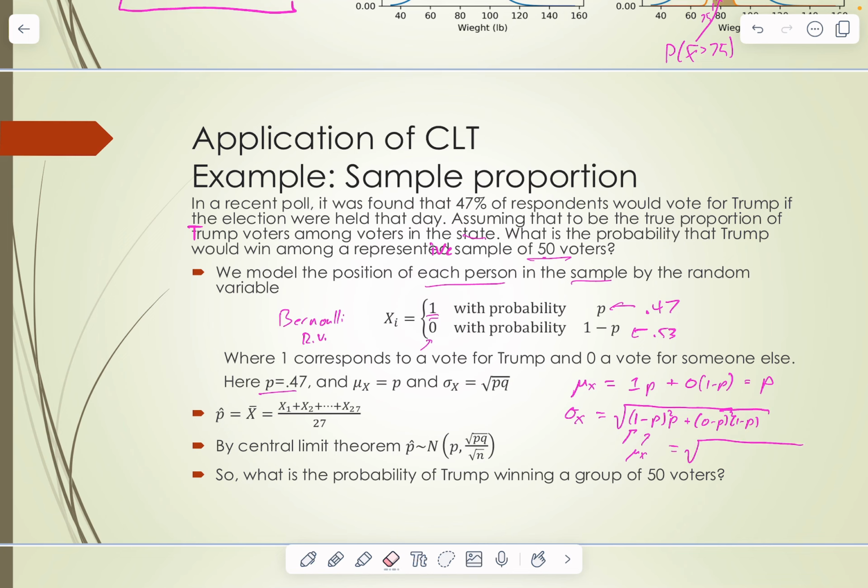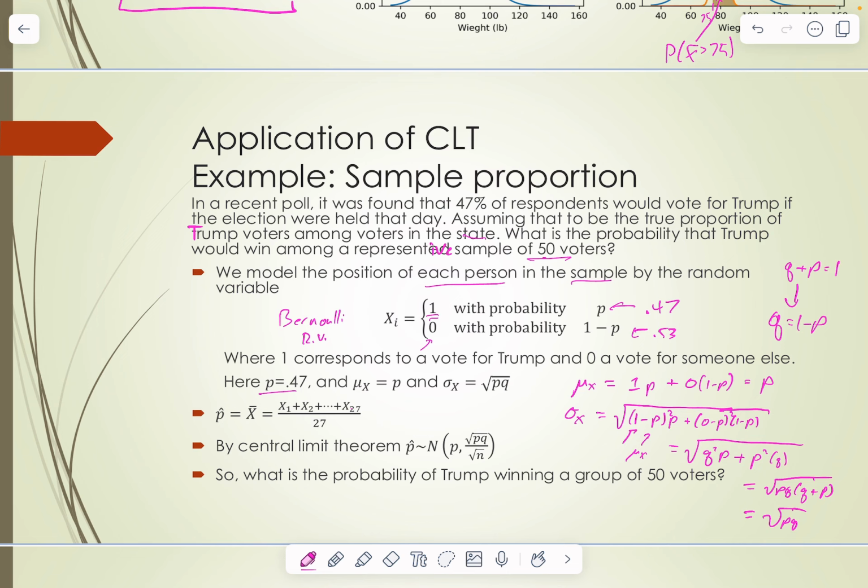So 1 minus p is the same thing as q. Remember, q equals 1 minus p. So this is going to be q squared times p plus p squared times q. I can factor out a pq from both of those, and if I do, a q is going to be left here, and a p is going to be left here. Now, q plus p just equals 1. So this is just going to be the square root of pq.